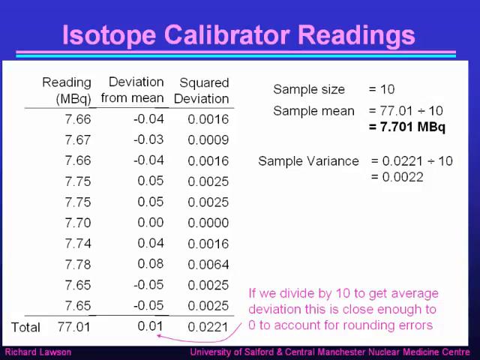0.0022. The standard deviation is just the square root of the variance. The square root of 0.0022 is 0.047 megabecquerels. That is the standard deviation of our sample of 10 measurements.